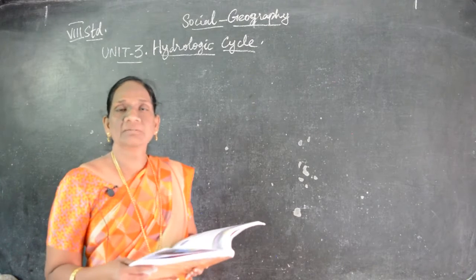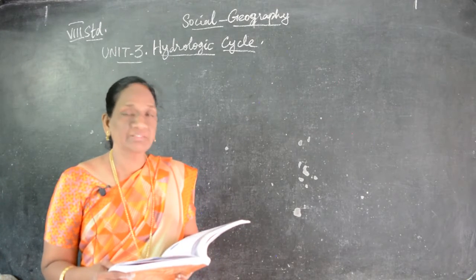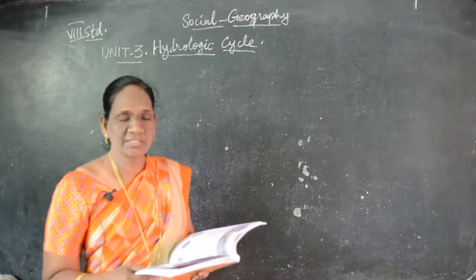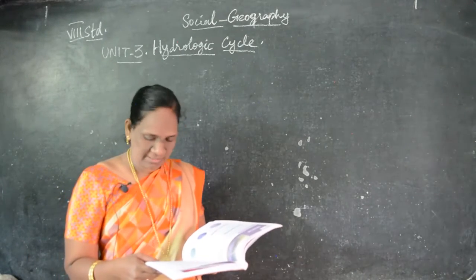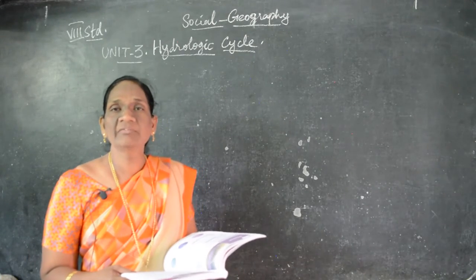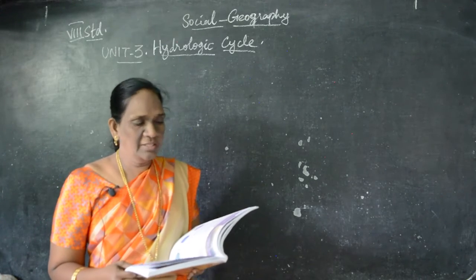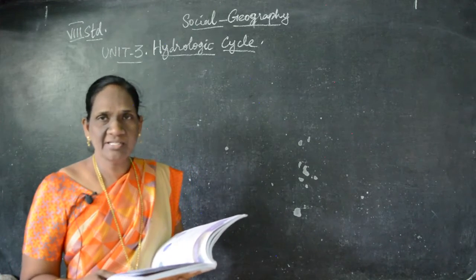Now, today I am going to take geography third lesson, that is hydrological cycle. Understand? You just take page number 104. Those who are having the book, you take 104. Hydrologic cycle. Shall we start?